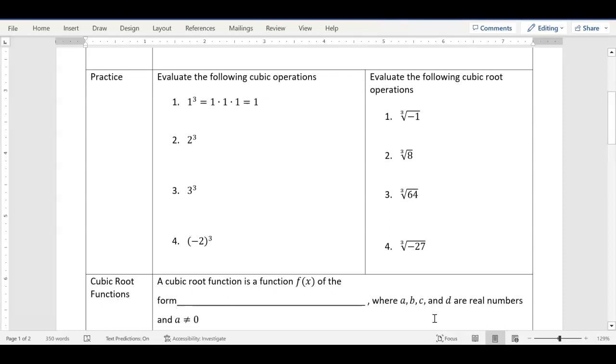So evaluate the following cubic operations. 1 cubed means 1 times 1 times 1, which is, of course, 1. Let's do the second one, number 2. What is 2 to the third power? 2 cubed. What do y'all think? 8. Now, how many of y'all think 2 cubed is 6, because you think 2 times 3 is 6? That is the common mistake. So check it out, write it down. 2 cubed means you're going to write 3 different 2s.